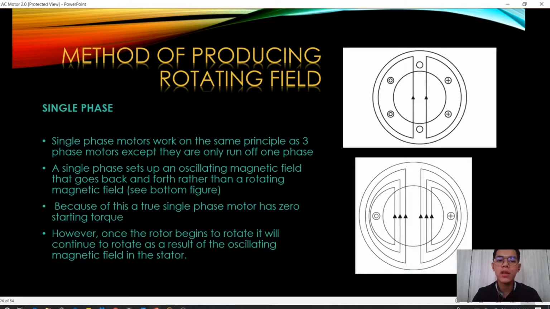I am going to present the method of producing a rotating field for the single-phase induction motor. A single-phase motor works on the same principle as a three-phase motor. They are only run off one phase. Single phase sets up an oscillating magnetic field that goes back and forth rather than a rotating magnetic field. Because of this, a true single-phase motor has zero starting torque. However, once the rotor begins to rotate, it will continue to rotate as a result of the oscillating magnetic field in the stator.